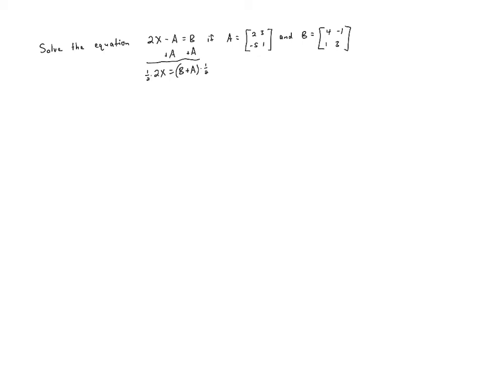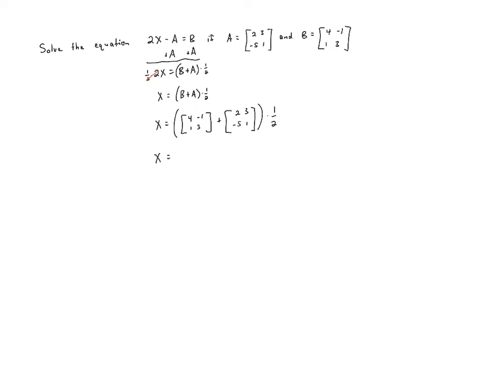When we multiply by 1/2, 1/2 times 2 gives us 1. And so we're left with X alone on the left-hand side. And then on the right, we have the sum B plus A times 1/2. Now at this point, we can actually add the two matrices together by adding the corresponding entries and then multiply the result by 1/2. So here we have B plus A, which is going to be 4, negative 1, 1, 3, plus 2, 3, negative 5, 1, all times 1/2.